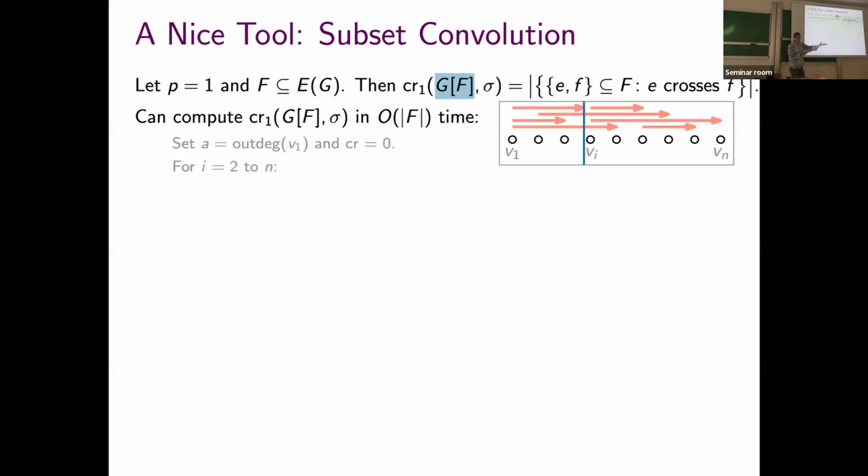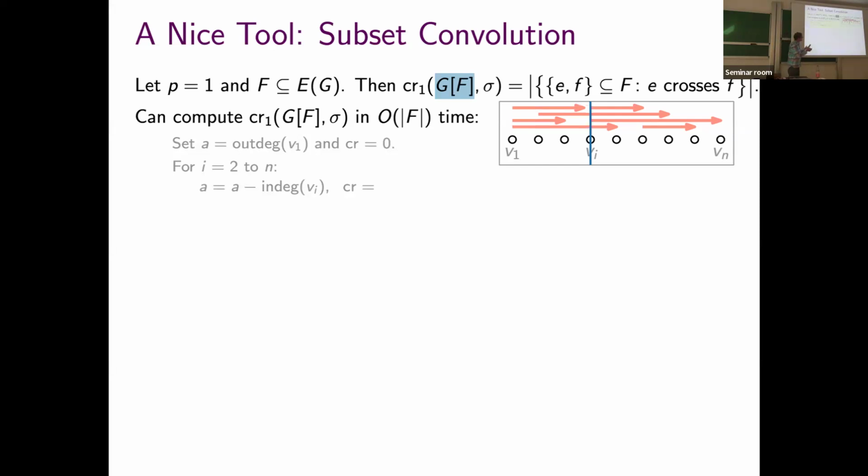So this is the in-degree of Vi, which tells me how many edges end, and these edges stop being active. So I update A by subtracting the in-degree of Vi. Okay, what else do I have to do? Now I'm in Vi. Now I can count crossings. How many crossings do I get?